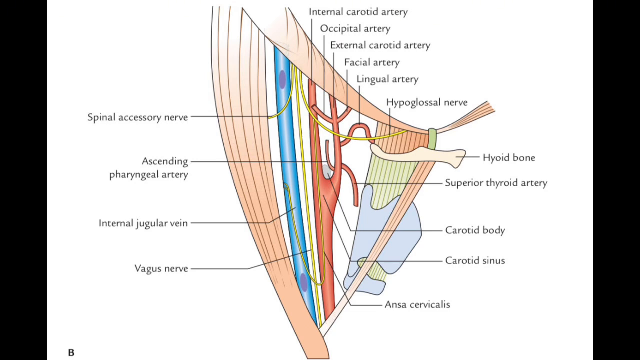You have the 3 cranial nerves. The 3 cranial nerves are the vagus nerve, which is number 10, very important, the spinal accessory nerve, and the hypoglossal nerve. They are enclosed in the carotid sheath.